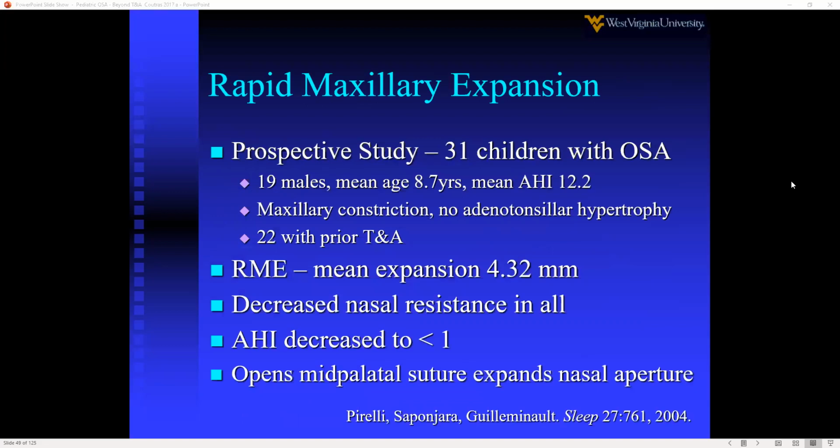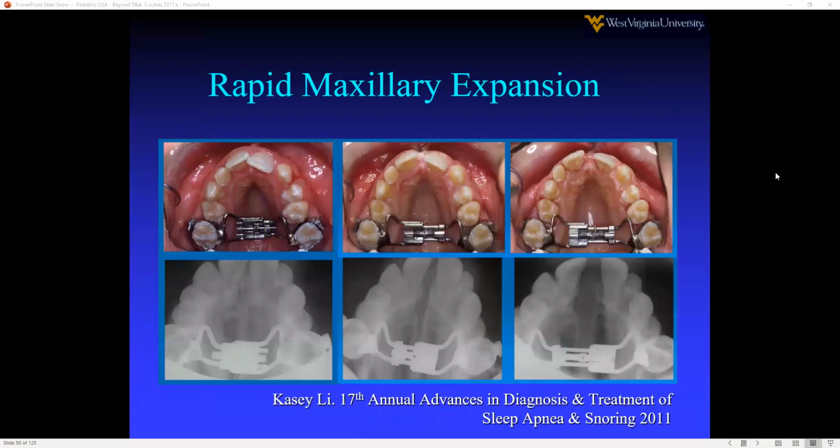So a prospective study here, 31 children with rapid maxillary expansion, and they decrease nasal resistance in every case, and apnea-hypopnea index less than 1. I've made recommendations for the parents to talk to their dentist about this, and certainly can help quite a bit. The expansion is usually done within about 4 to 6 weeks' time, and then they keep the expander in place for 3 to 4 months.